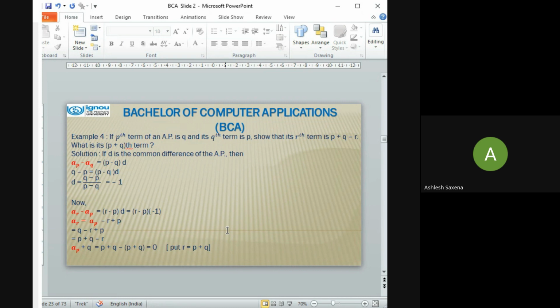AR is equal to AP minus R plus P. That is pure simplification. I've just shifted this over here, and the rest is here. Signs will change. When you multiply R minus P with minus 1, it will become minus R plus P.